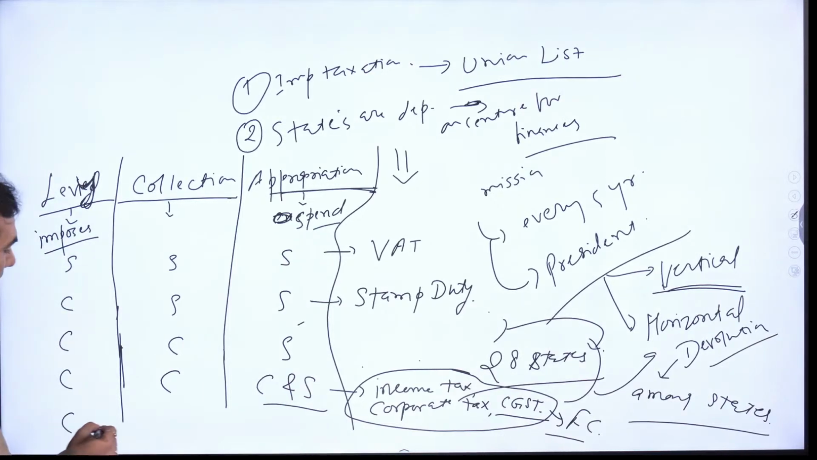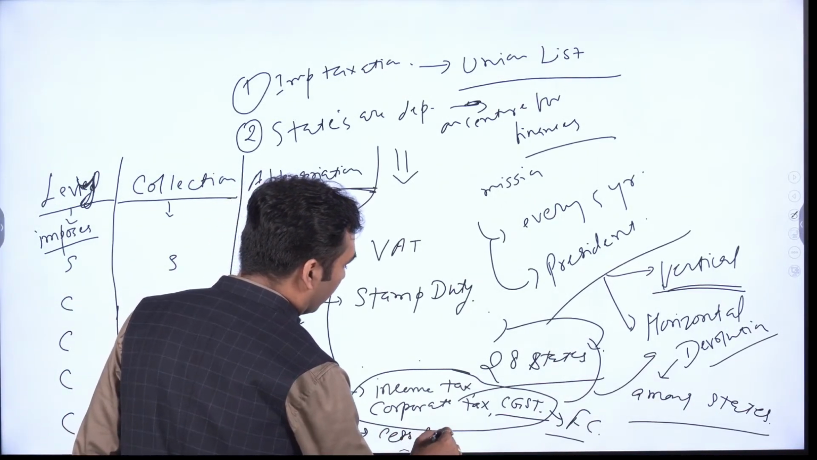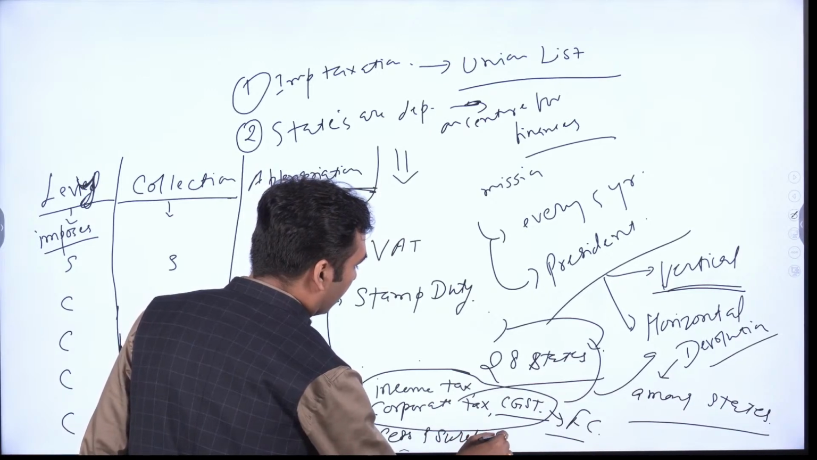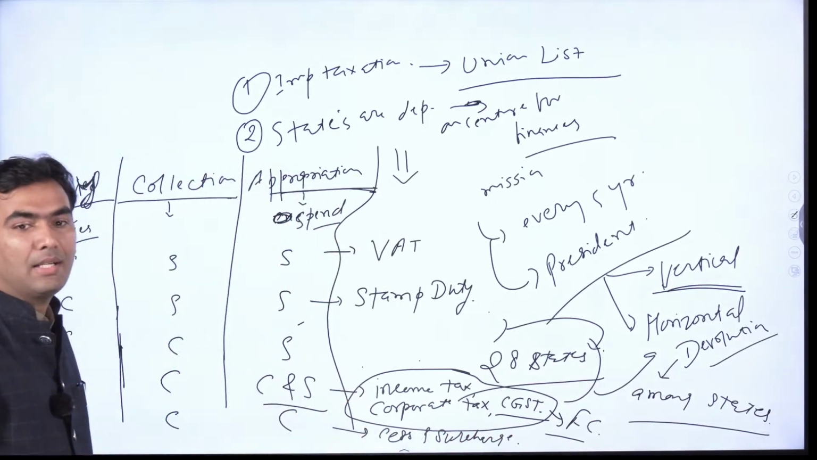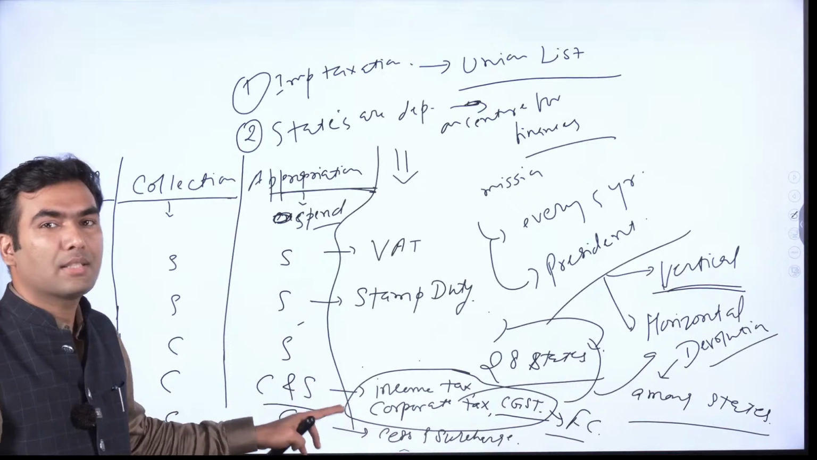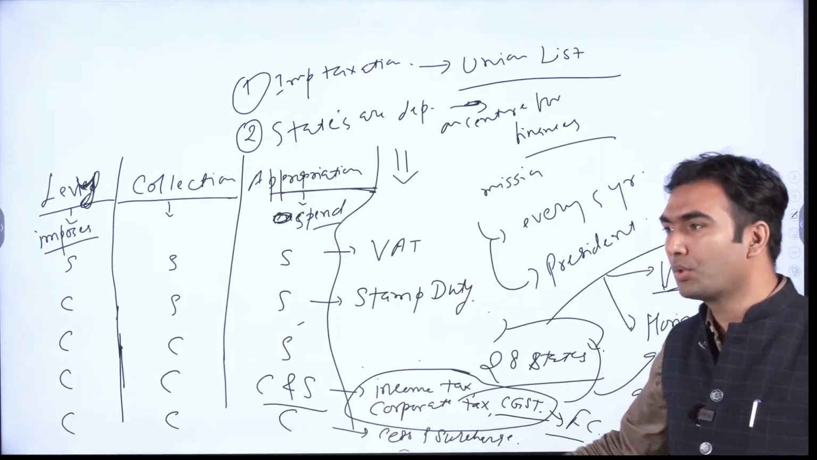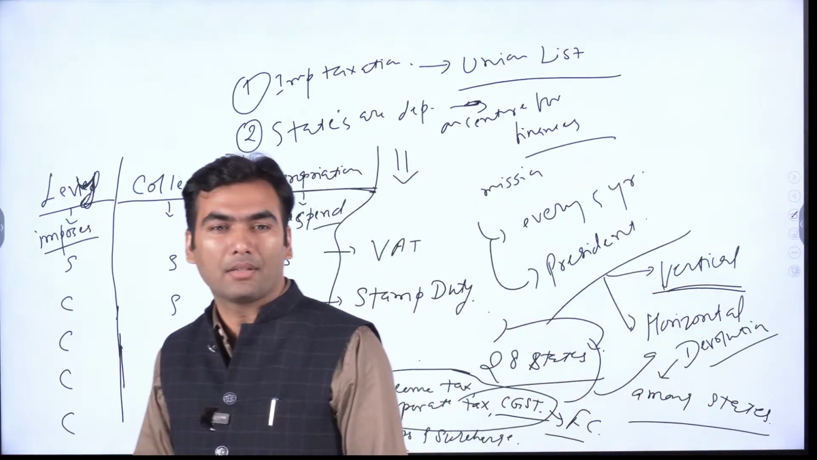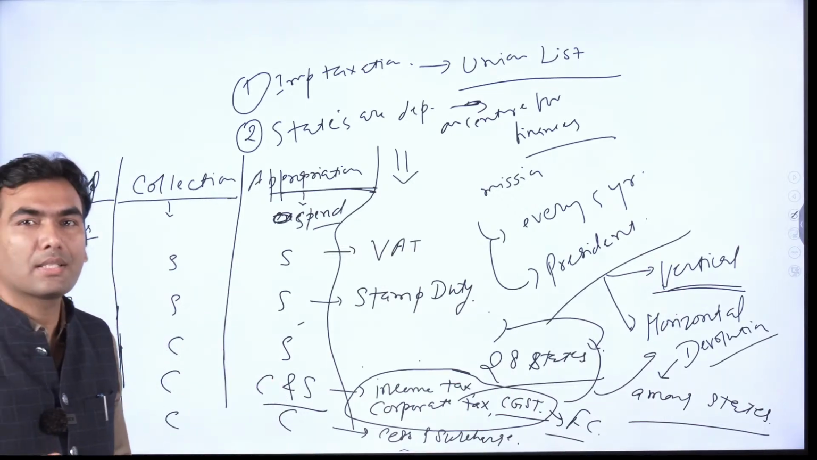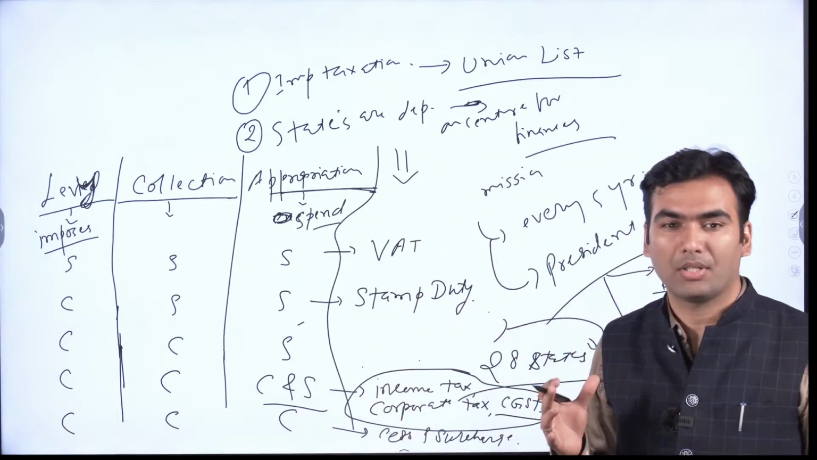But then there is a certain category which is levied, collected and kept by the center itself. They include cess and surcharge. Cess and surcharge are not shared by the center with states, like education cess, Krishi Kalyan cess, and various Swachh Bharat cess. All these cess amounts are kept by the center only. It is not shared with the states.